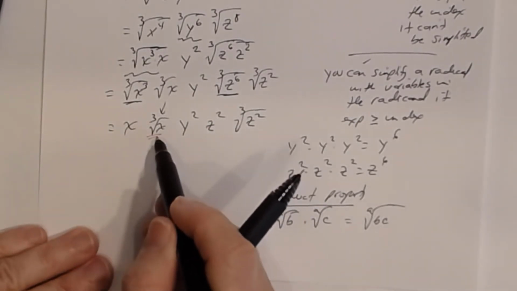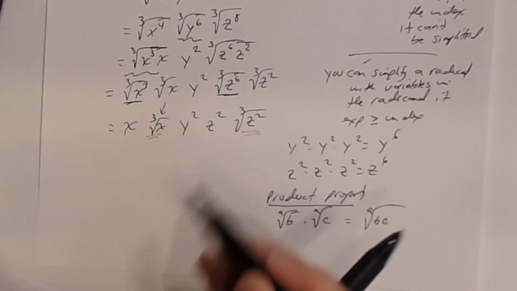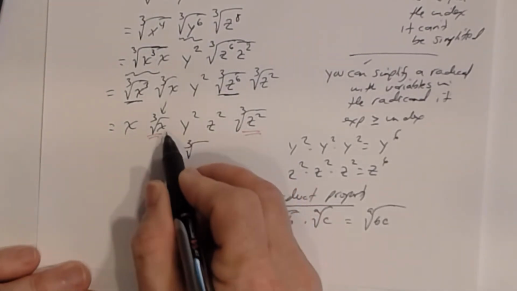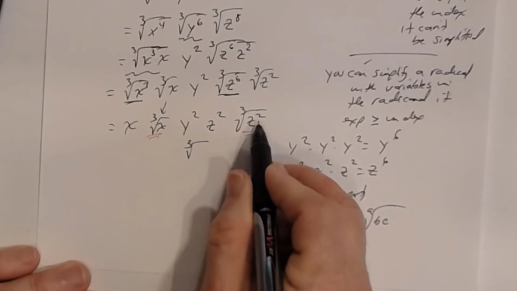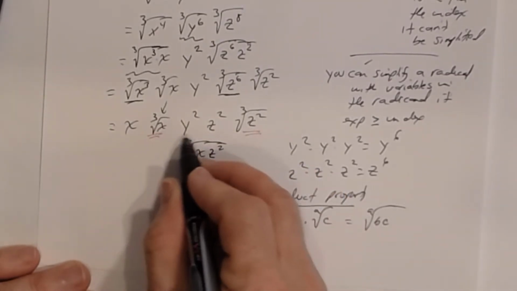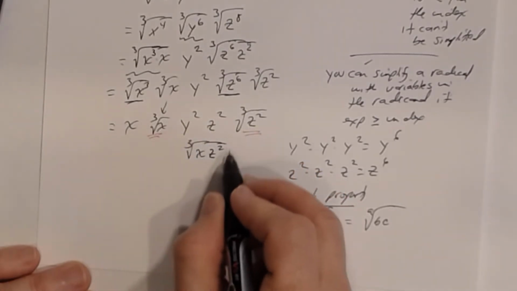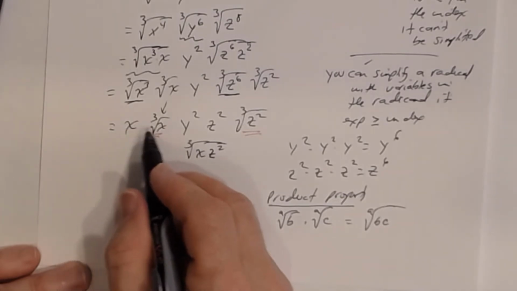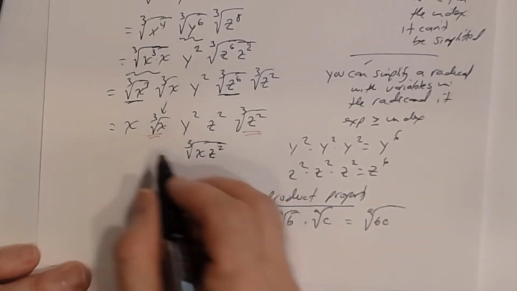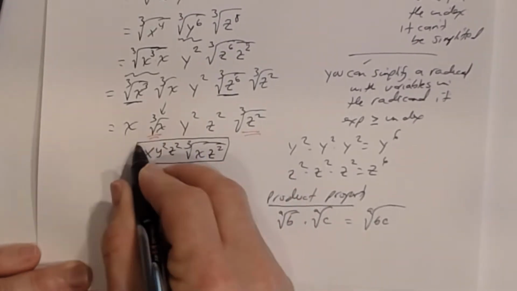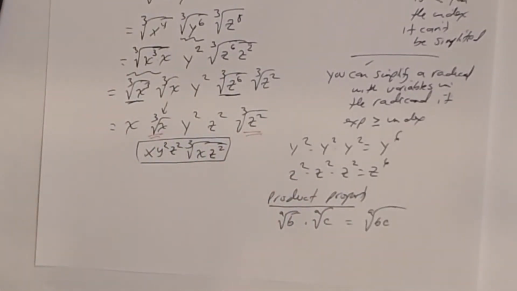Okay, so you see this right here, cube root, cube root. So I can write this as the cube root of x z squared. You must always write it as one. Don't write them separately. Write it as one. And the rest you're going to put in front. So you're going to say x, y squared, z squared. So x, y squared, z squared times the cube root of x, z squared.